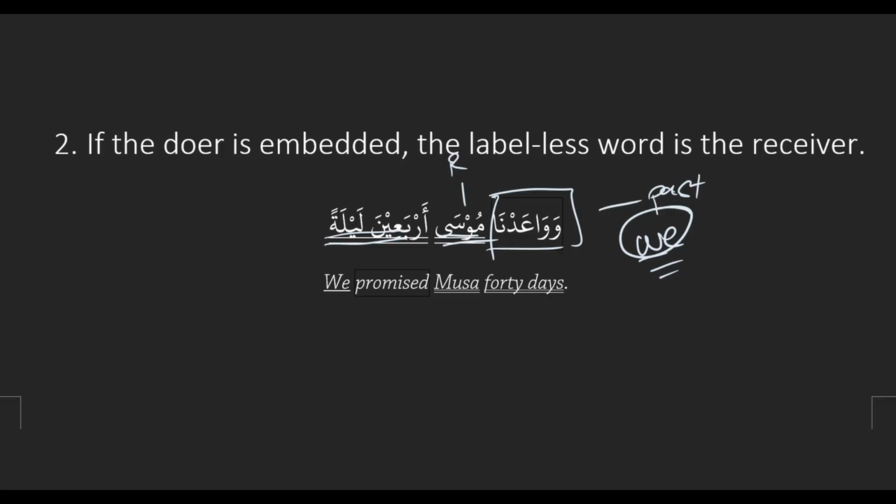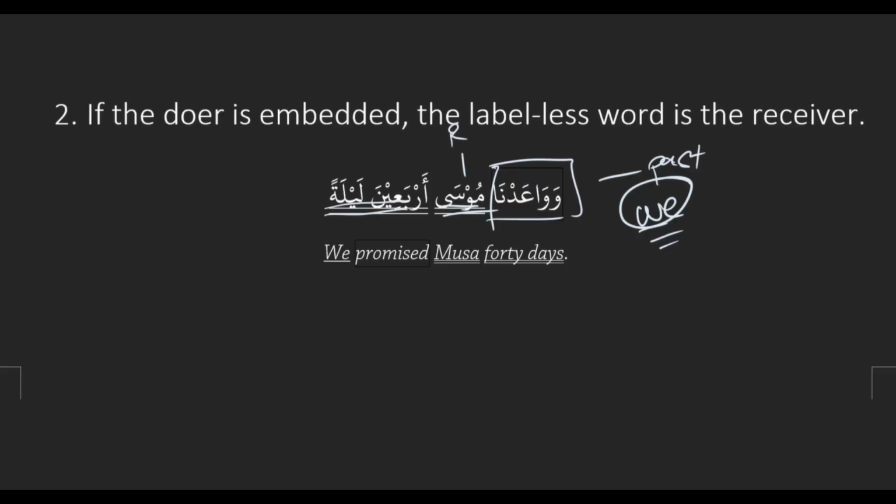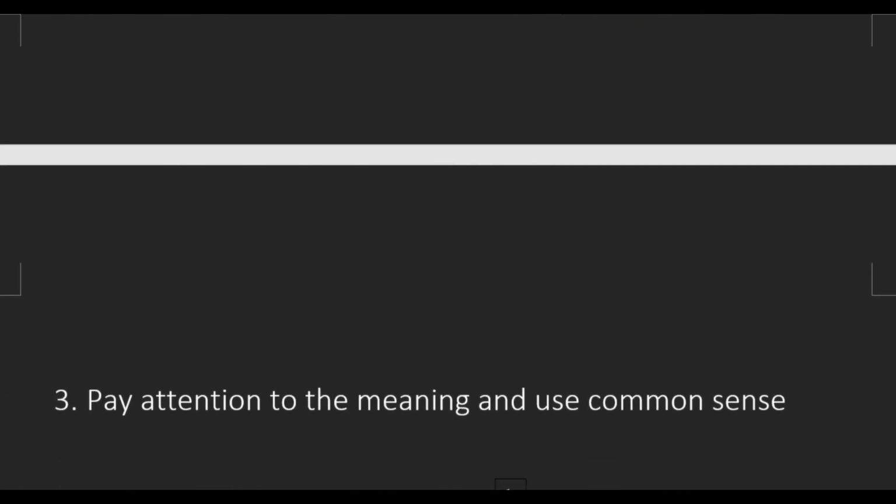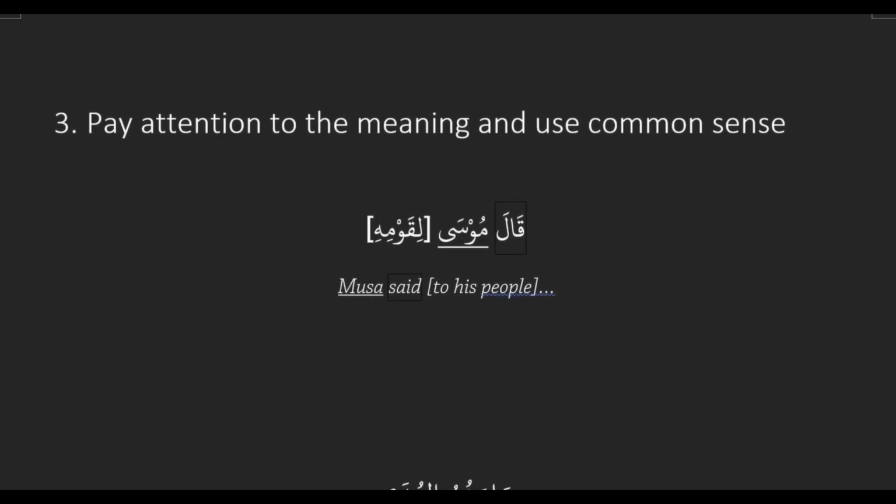So same here. We promised Musa. Who did we promise? And what did we promise him? 40 days. Clear so far? And hint number 3: pay attention to meaning, use common sense.